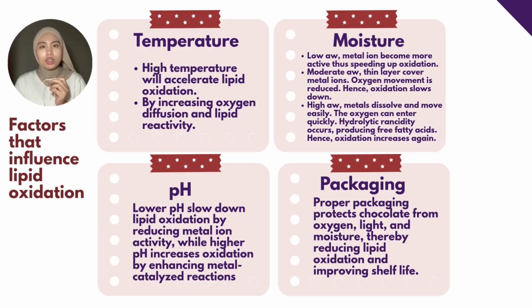Hydrolytic rancidity will occur, producing free fatty acid. For the pH, a lower pH will slow down lipid oxidation by reducing metal ion activity, while higher pH increases oxidation by enhancing metal catalyzed reactions. Lastly, packaging. A proper packaging will protect chocolate from oxygen, light, and moisture, thereby reducing lipid oxidation and improving shelf life. By using aluminum foils, it will significantly limit oxygen availability. Next, to protect from light, opaque or metallized packaging materials will be used to prevent photo-oxidation. Lastly, using packaging materials with low water vapor permeability maintains stable water activity.